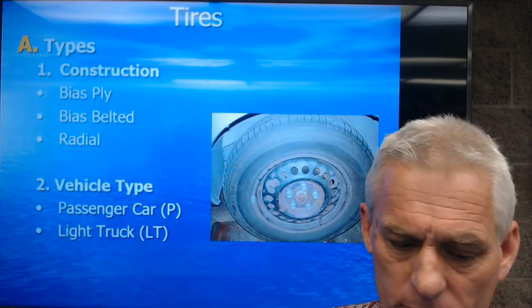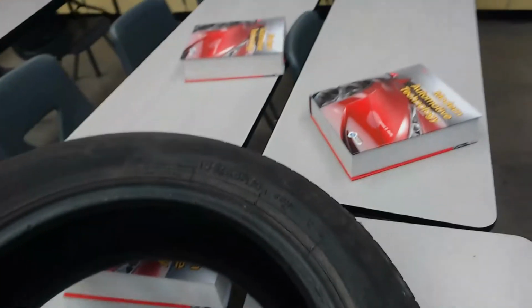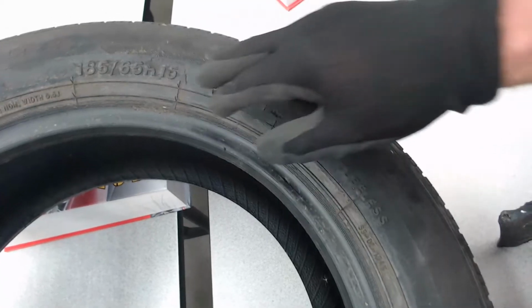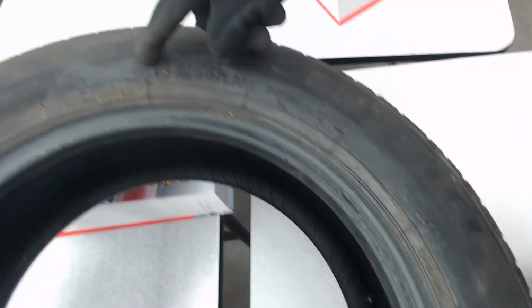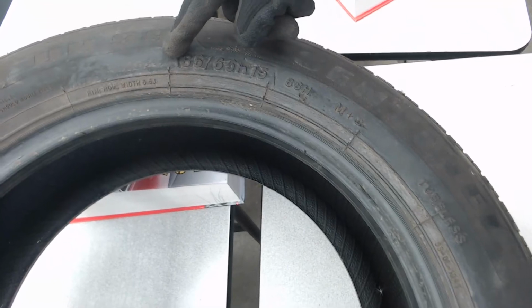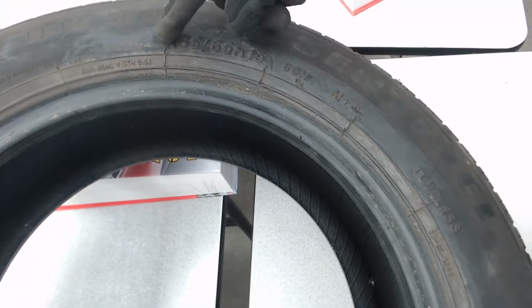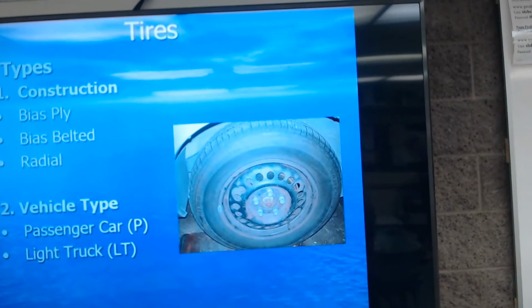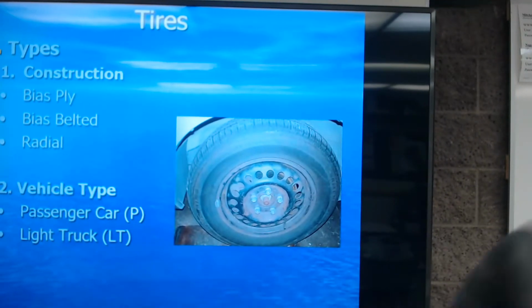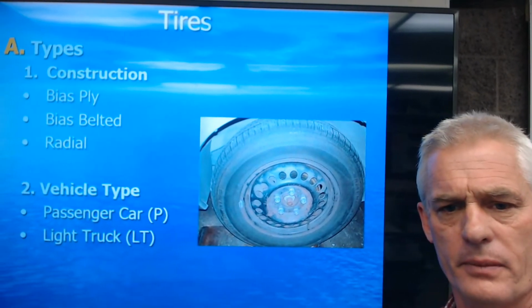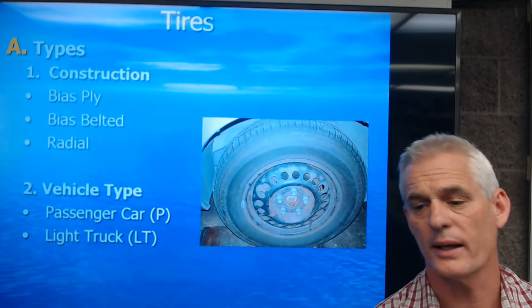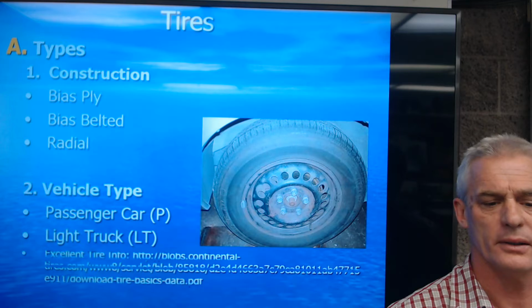Let me show you one. Over here on this tire, you've got the tire size. It says 185/65 R15. Many times it'll have a P up here for passenger tire, or it'll have an LT here for a light truck tire. A light truck tire is going to have more sidewall load capacity compared to a passenger tire, and that's what makes them different. They have more plies on the side, which gives them a lot more load capacity.